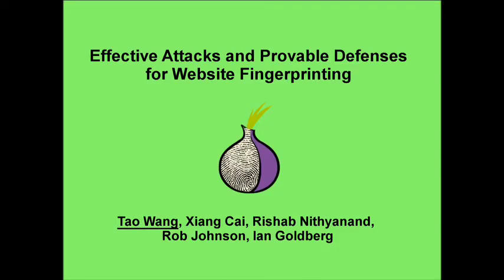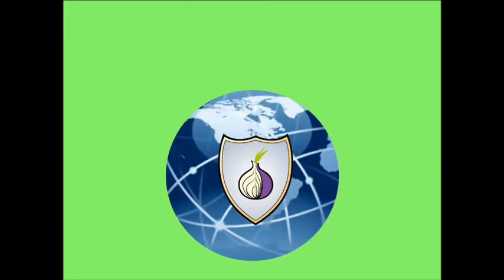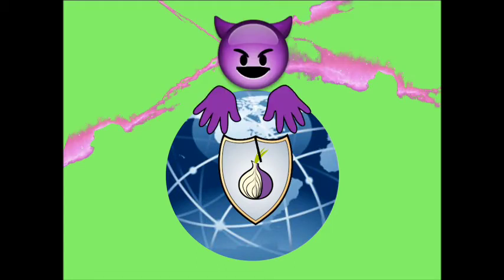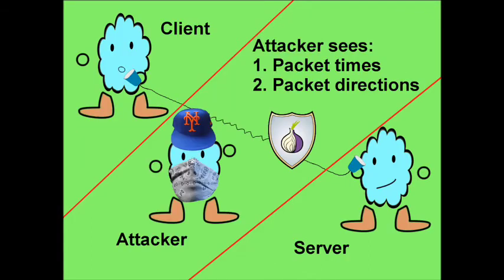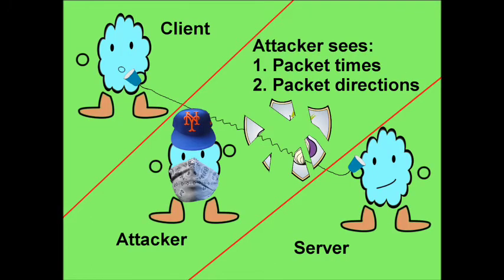I'm Tao Wang, and I'm going to be talking about our paper, Effective Attacks and Provable Defenses for Website Fingerprinting. Anonymizing networks like Tor can protect your privacy on the web except against powerful global adversaries within international reach. But even local passive wiretappers and packet sniffers can compromise your privacy with website fingerprinting. All they need are packet times and packet directions.